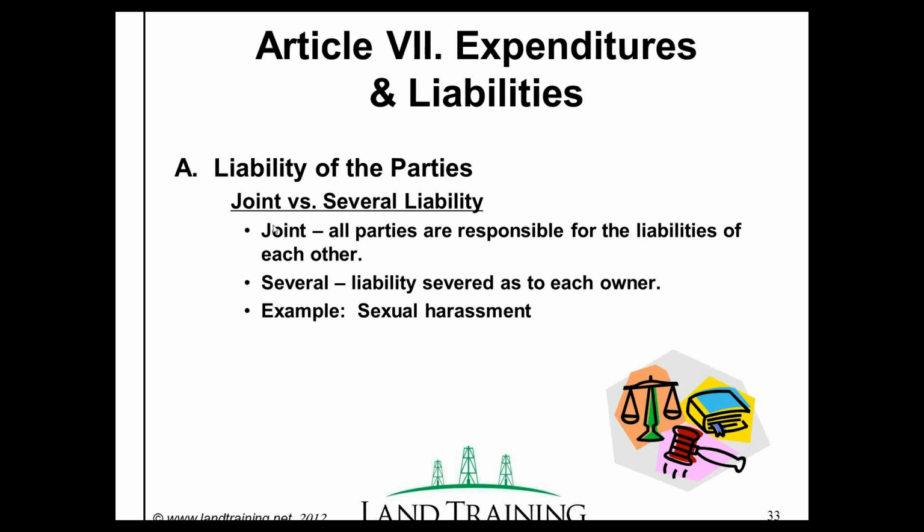Now, let's look at liability of the parties here. This is Article 7, so we're moving along. And what it basically says is that there's two types of liabilities in the law. One is joint. That is, all the parties are responsible for the liabilities of the other. Several means that the liability is severed.